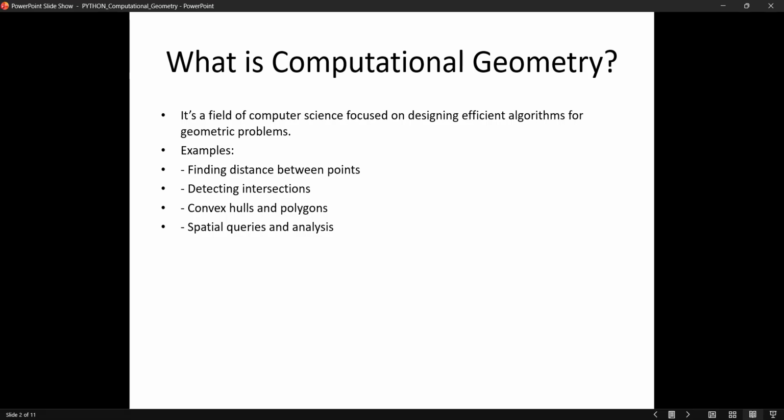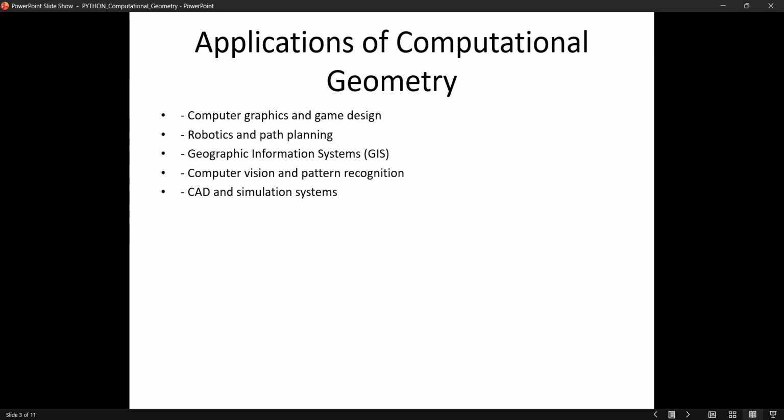Examples: finding the distance between two points, detecting line intersections, constructing convex hulls around points, performing spatial queries like which point is the closest. Applications of computational geometry: computer graphics and game design, robotics, geographic information systems (GIS), computer vision, and CAD and simulation systems.